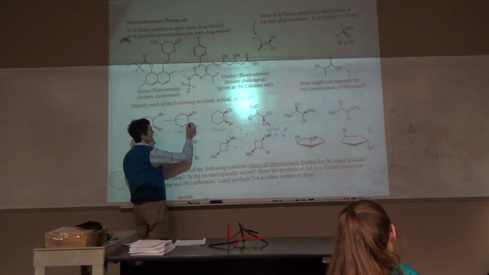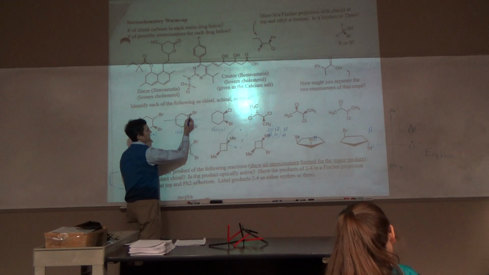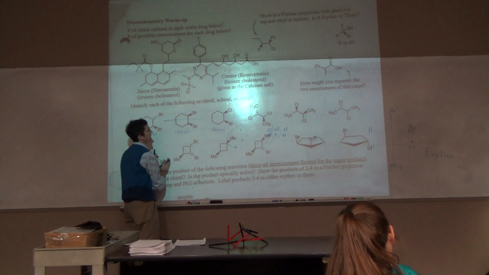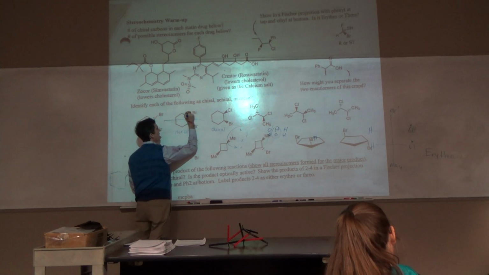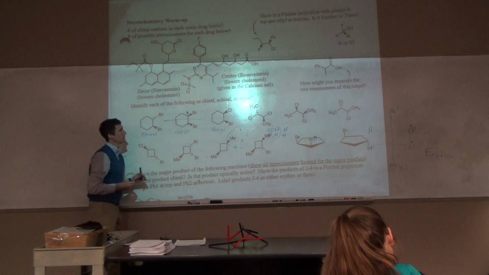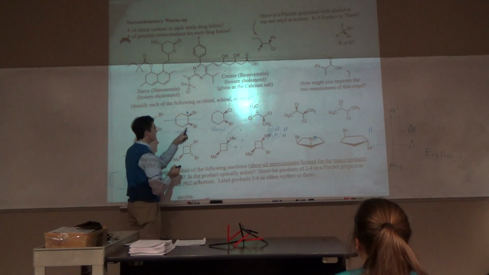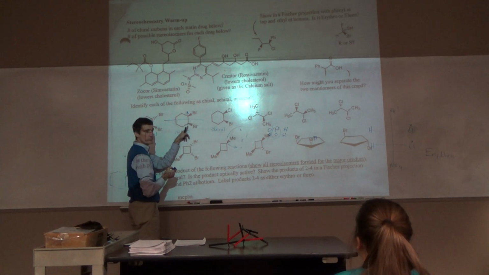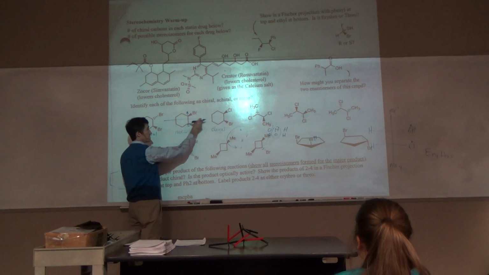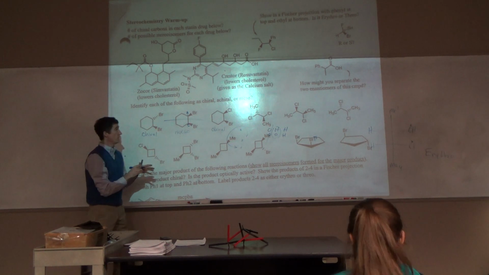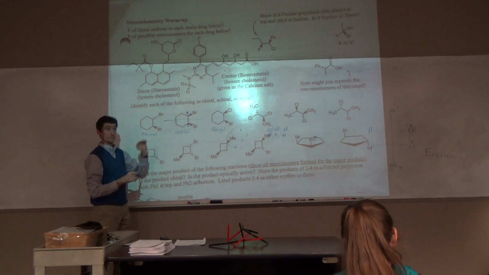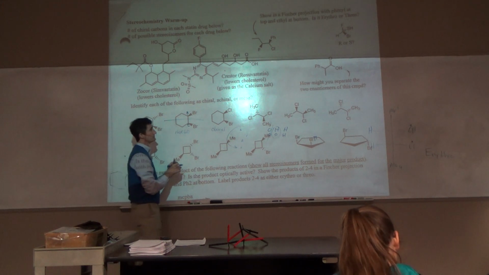By the way, let's do R and S over here. Top carbon, bromine, top carbon's R. Pretty darn sure it is. So the bottom carbon is what? Real quick, what's the bottom carbon? S. If that's a mirror plane, it better be S. R is mirroring S. Okay?